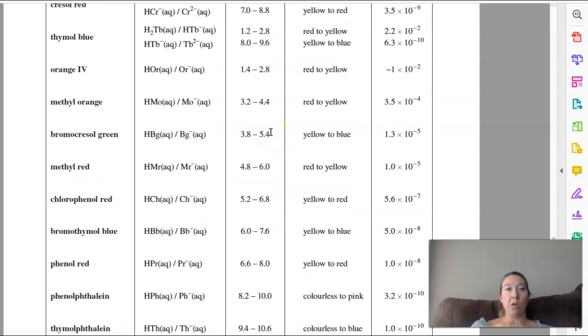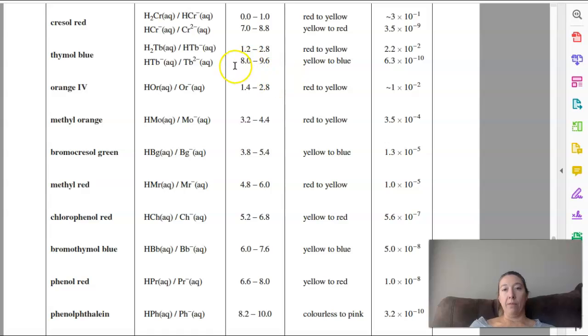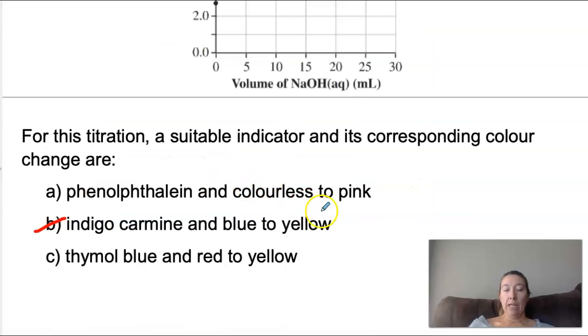If we look at thymol blue, we would be looking at the color change that corresponds to that pH close to 8, right? So that would be this one here, and that would be yellow to blue. So when we look at the thymol blue, it's giving us red to yellow. So that is not it. Our correct answer is going to be A, because that's actually the appropriate color change that we're going to see.